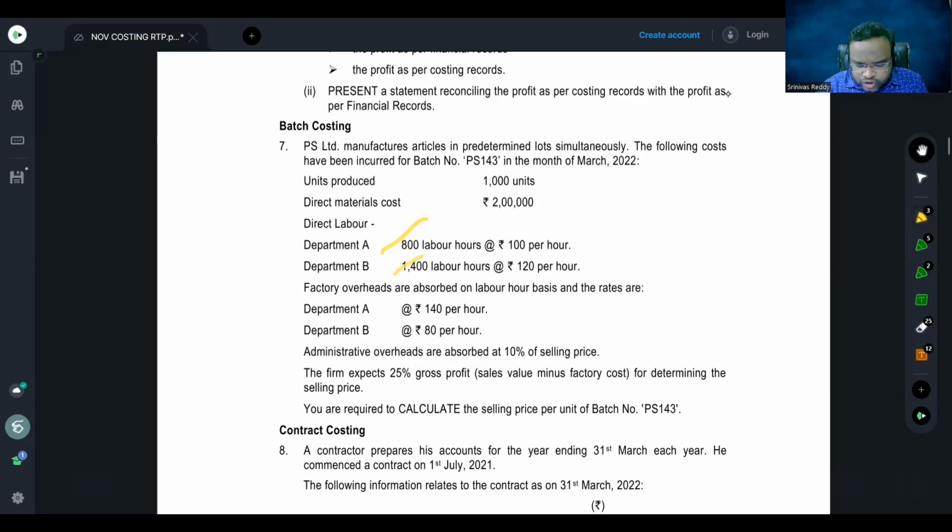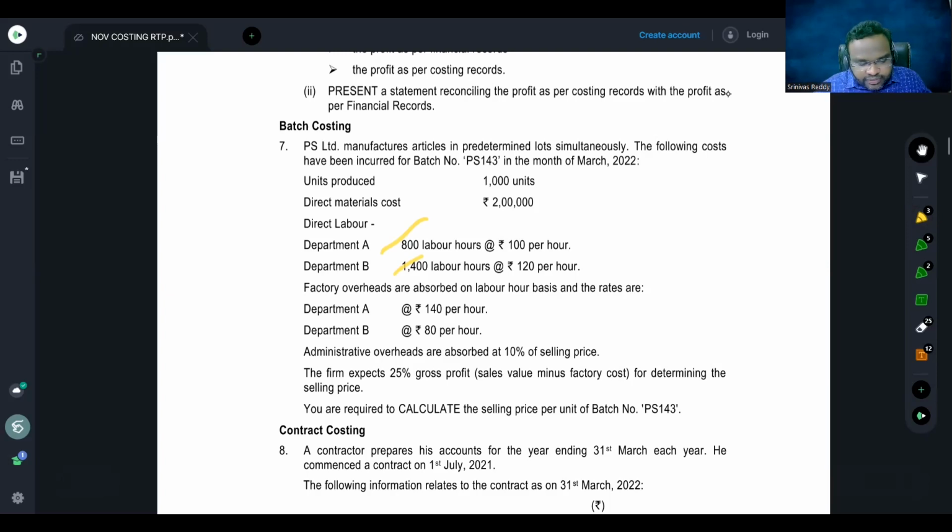Administration overheads are absorbed at 10 percent of the selling price. Be careful. The firm expects 25% gross profit, that is, sales value minus factory cost, for determining the selling price. So you are required to calculate the selling price per unit of batch number PS 143.